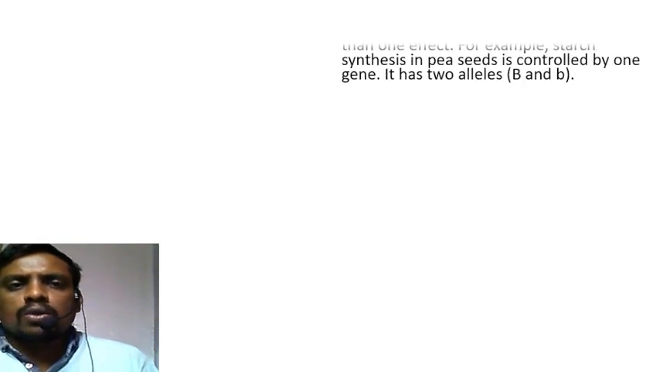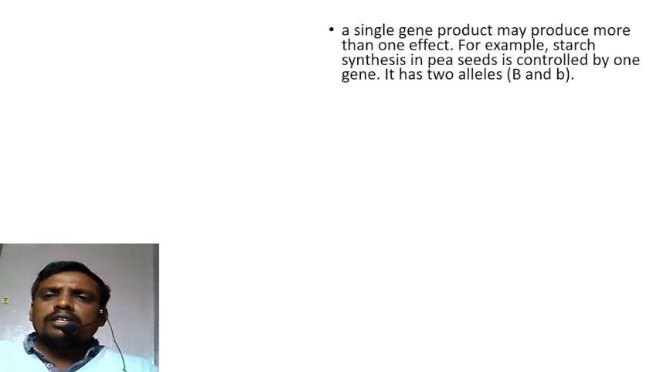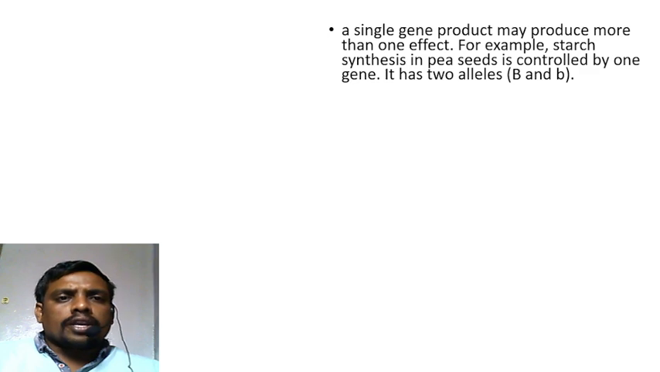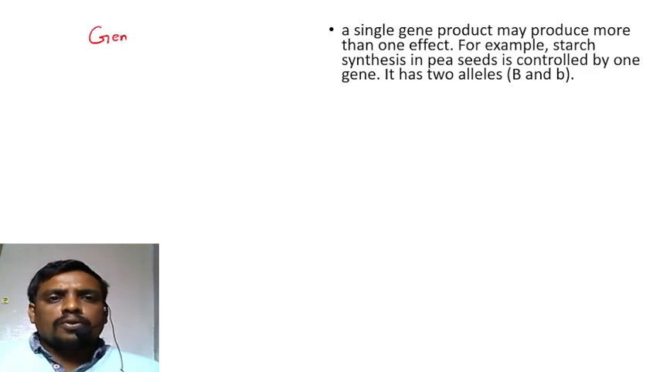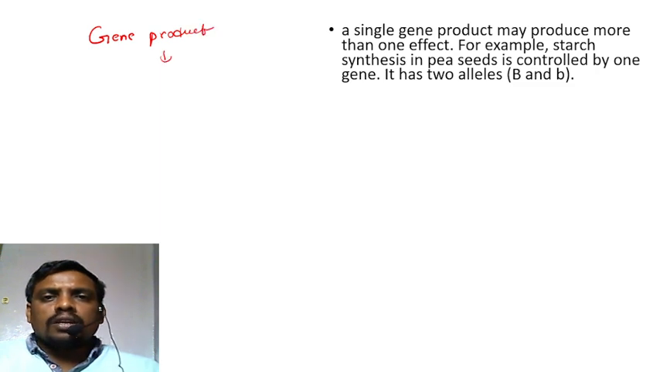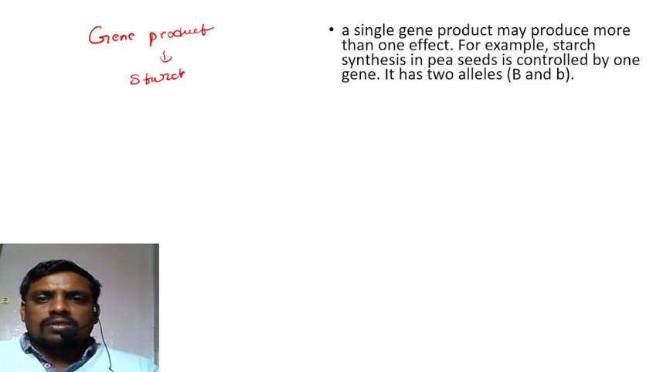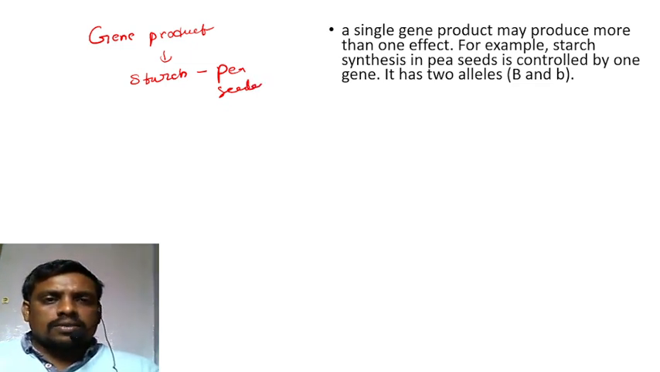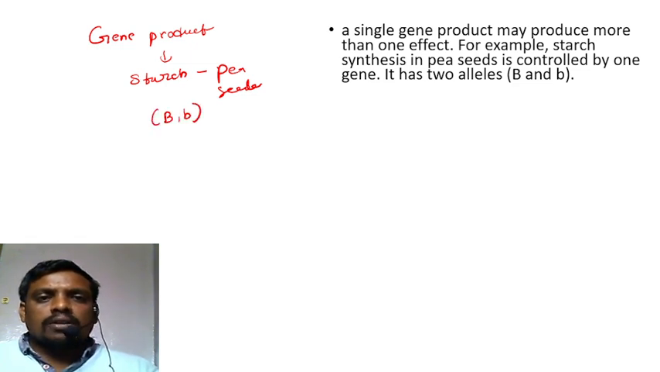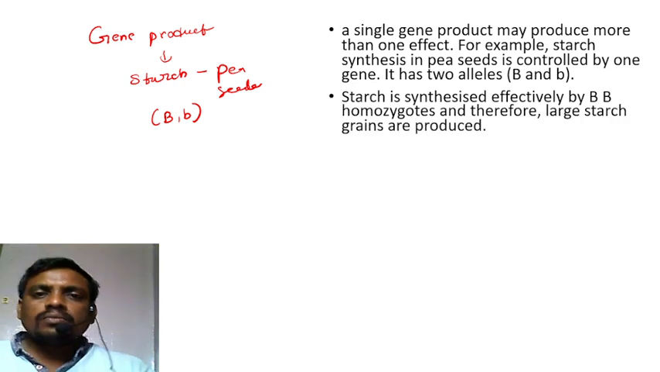And this is about codominance. A single gene product may produce more than one effect. Let us take starch synthesis in pea seeds, which is controlled by one gene. It has two alleles. How many alleles are there? It has two alleles, capital B and small b.